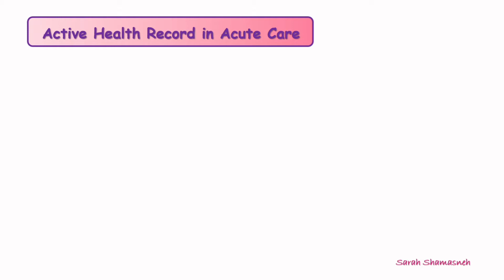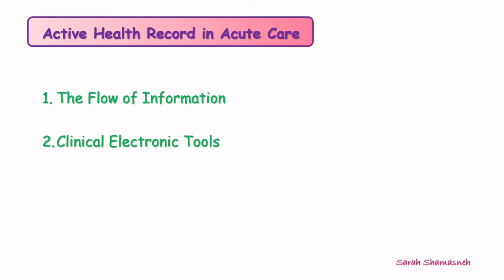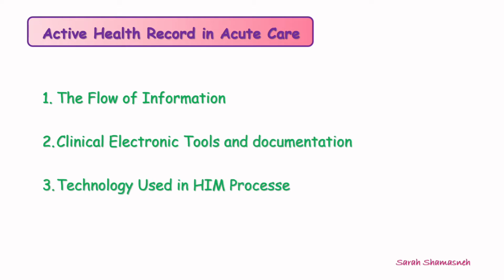اليوم راح نحكي عن Active Health Record and Acute Care. راح نحكي عن 3 نقاط في هذا الموضوع اللي هي ال Flow of Information وال Electronic Tools used in Documentation وال Technologies that's used in the HIM processes.